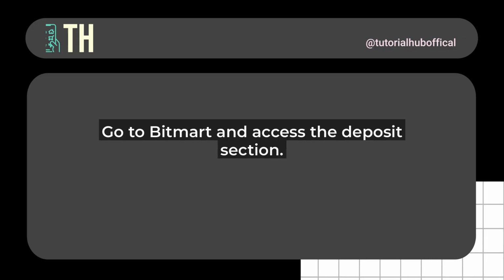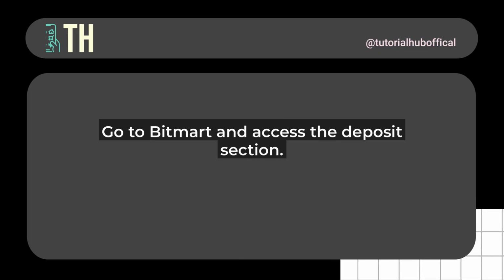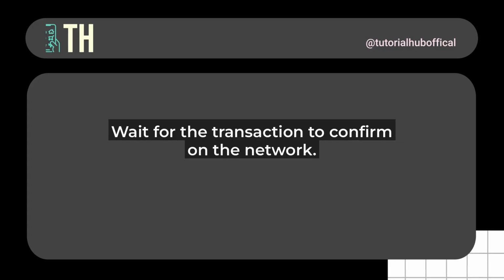Now, head over to Bitmart. Log in and go to the deposit section. Select Chainlink and choose the same network you used on Coinbase. Once your withdrawal from Coinbase is processed, it might take a few minutes to an hour depending on the network. Your funds should appear in your Bitmart wallet. Keep an eye on transaction confirmations for smooth sailing.